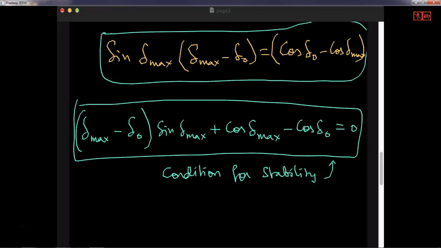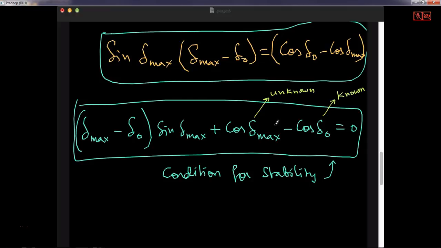In this, delta naught you already know, because that is coming from the initial conditions of the machine. So the only unknown quantity in this is delta max. We have one equation and one unknown, and we have to find that unknown. By finding that unknown, we are able to find the maximum value of delta that will keep me under stability. Otherwise, I lose my stability. So this is the thing.